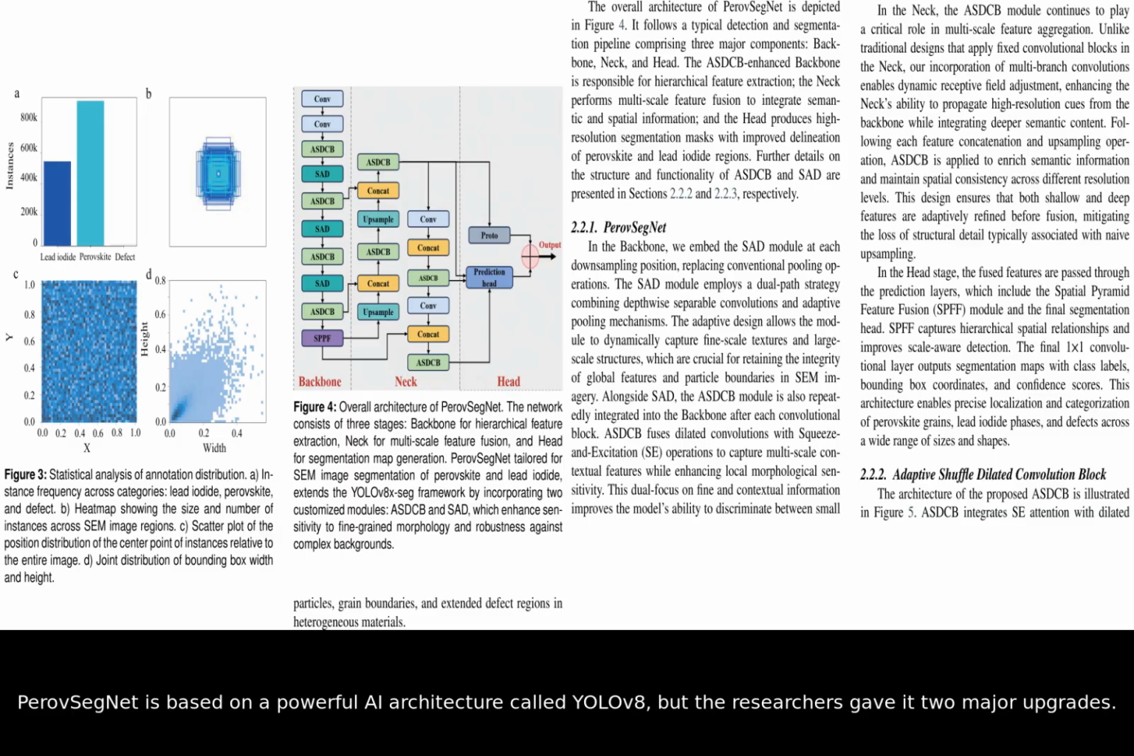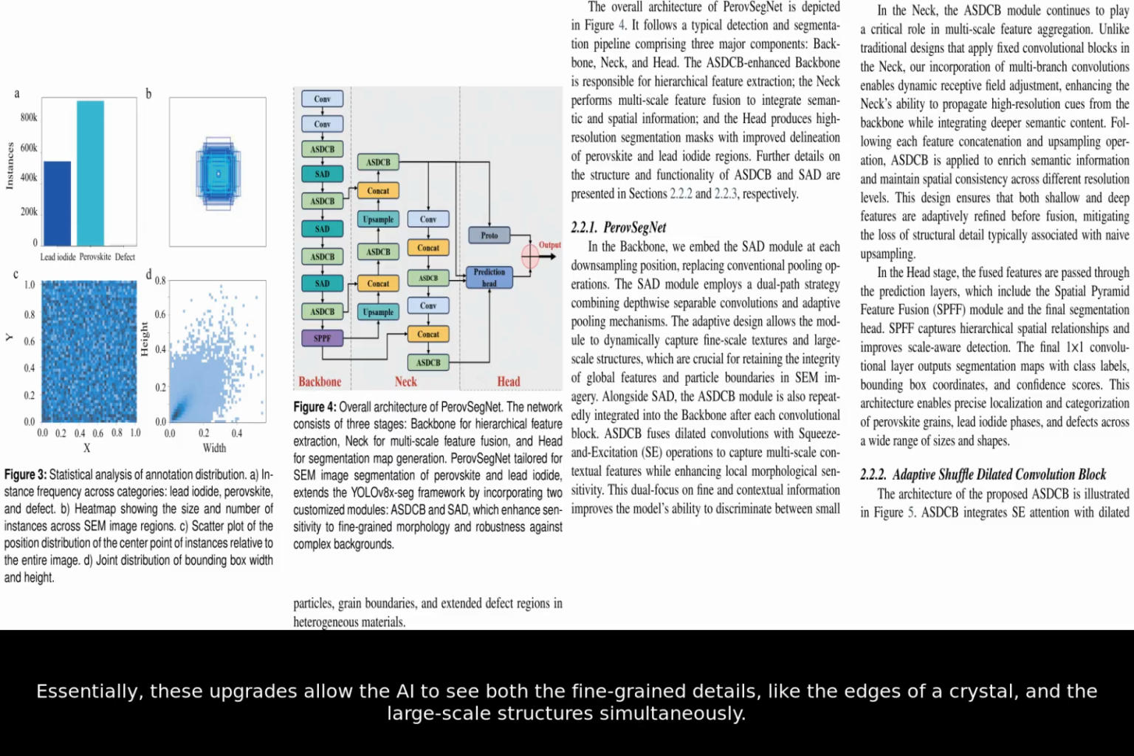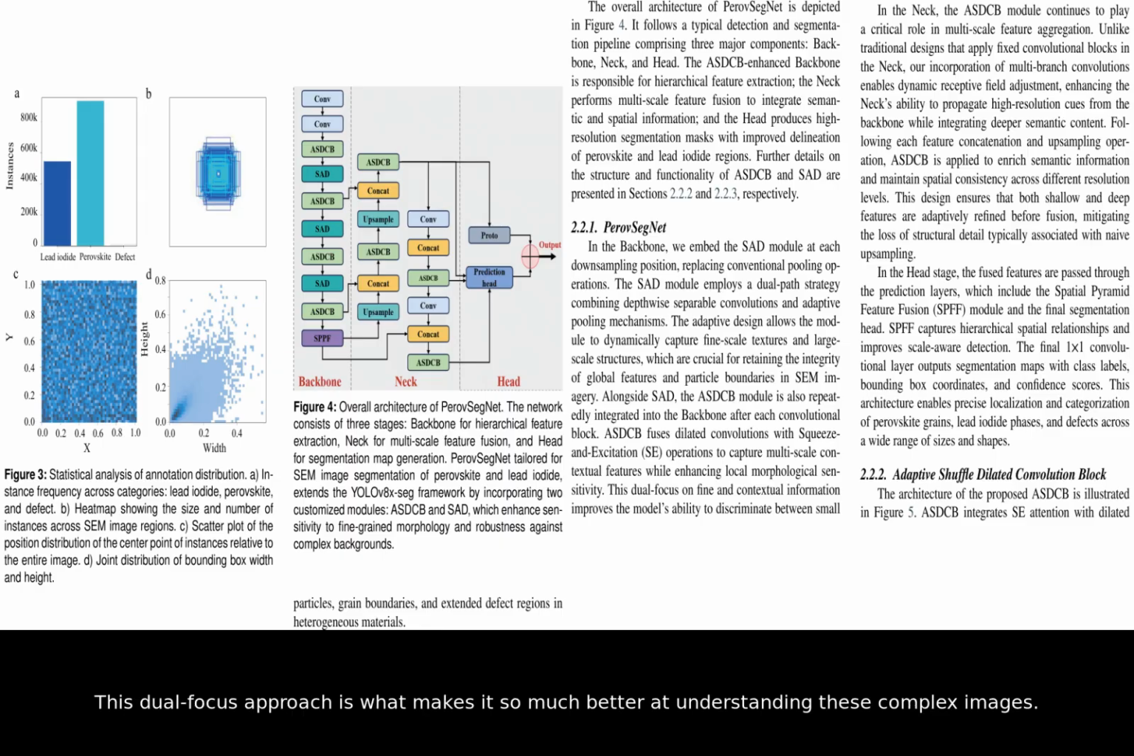PerovSegNet is based on a powerful AI architecture called YOLOv8, but the researchers gave it two major upgrades. They added custom modules named ASDCB and SAD, which is a bit of a mouthful, but their function is brilliant. Essentially, these upgrades allow the AI to see both the fine-grained details, like the edges of a crystal, and the large-scale structures simultaneously. This dual-focus approach is what makes it so much better at understanding these complex images.